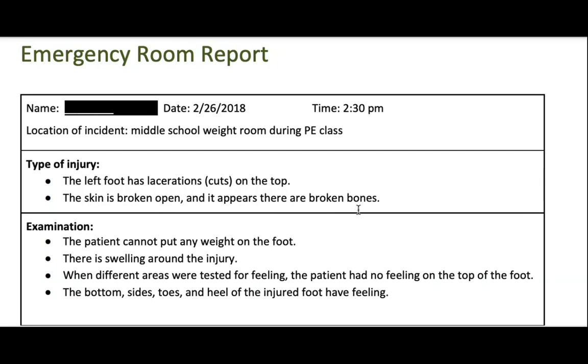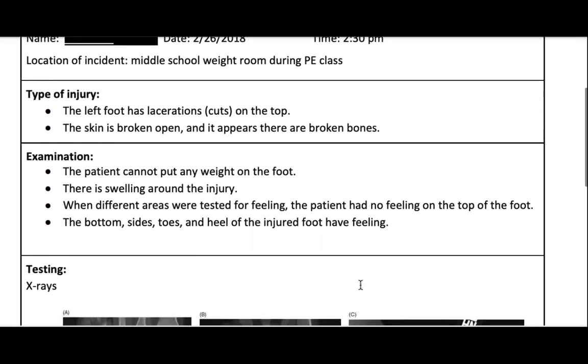It appears that there are some broken bones. The patient can't put any weight on the foot. There's some swelling around the injury. When they tested his foot, he can't feel anything on the top of his foot, but he can feel things on the bottom, the sides, his toes, and his heel. So something's wrong with the top of his foot that he can't feel anything up there.